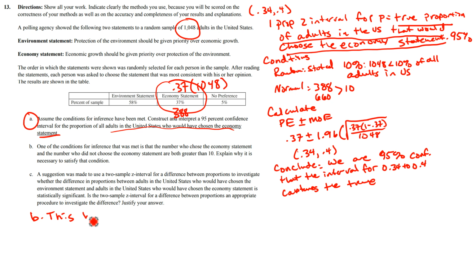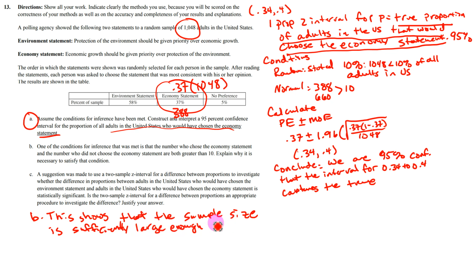This shows that the sample size is sufficiently large enough for the resulting sampling distribution to be approximately normal.